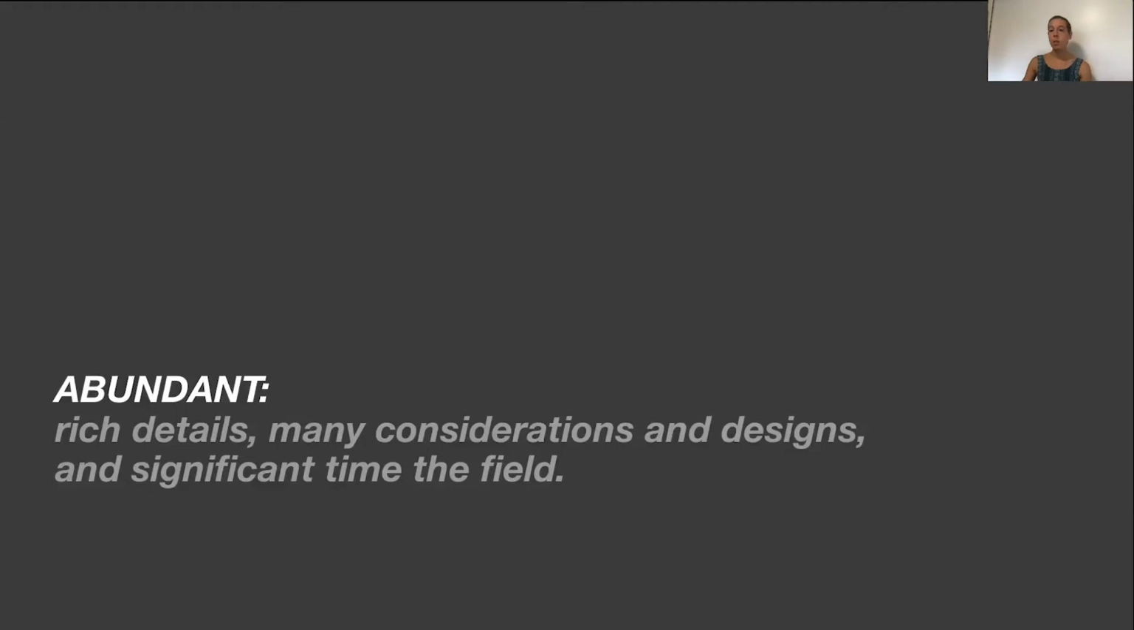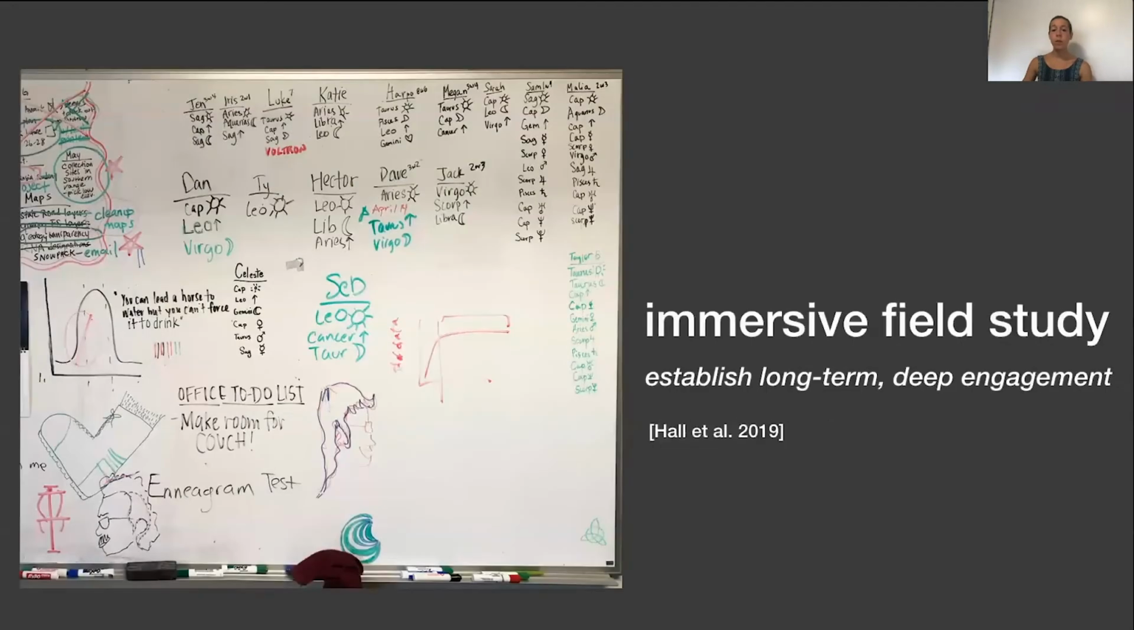The second criteria we focused on was abundant, which calls for a design study to have rich details, many considerations and designs, and significant time in the field. We focused on abundance in multiple ways, including through our immersive field study, where we attempted to establish a long-term, deep engagement with collaborators as emphasized in Hall and colleagues' Design by Immersion paper. As a piece of evidence for abundance here, this was the community whiteboard in the Harmon lab. Once you officially became a part of the lab, you had your astrological sign and Enneagram personality number put up on the board. If you're curious, mine is here.